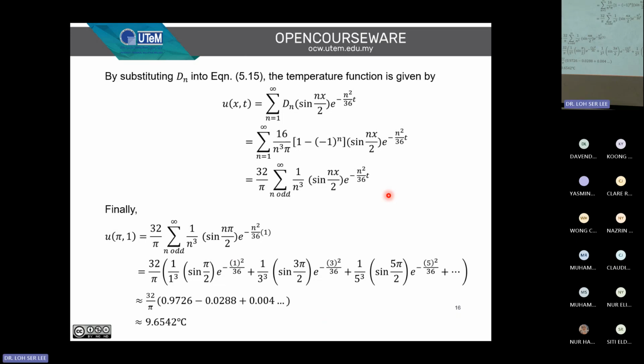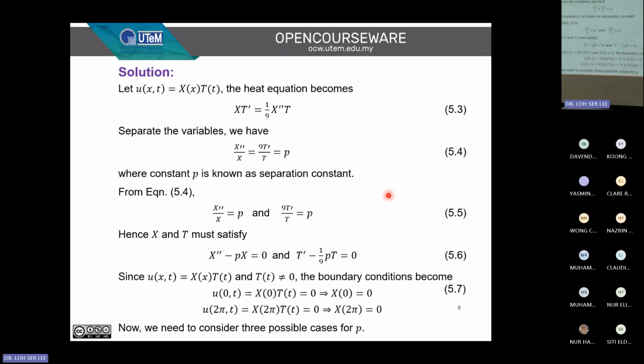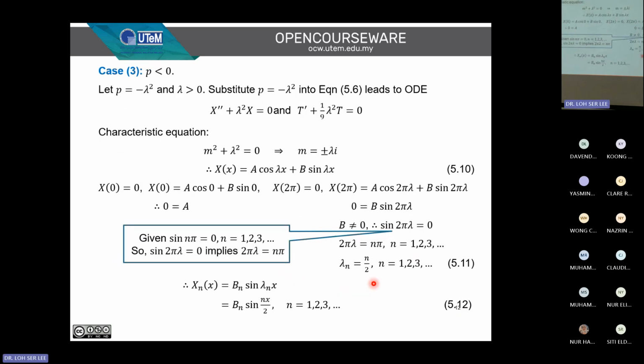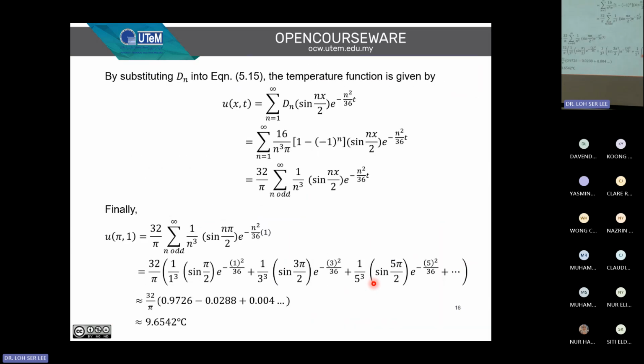Okay, and from the question just now, it mentions to use the first three non-zero terms to compute the temperature of the rod at the given point, at time t equals 1. They use the first three non-zero terms, meaning that we will expand this one.